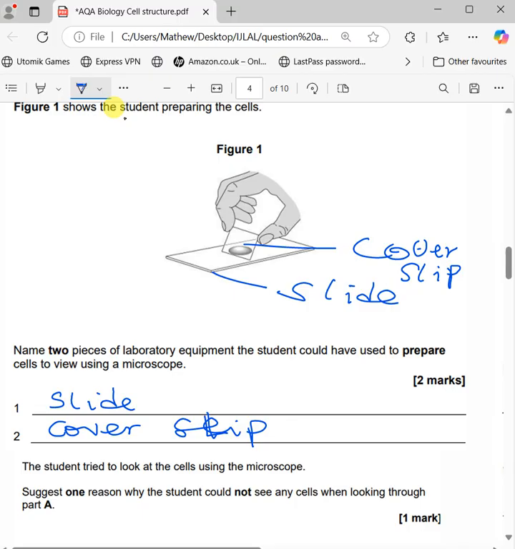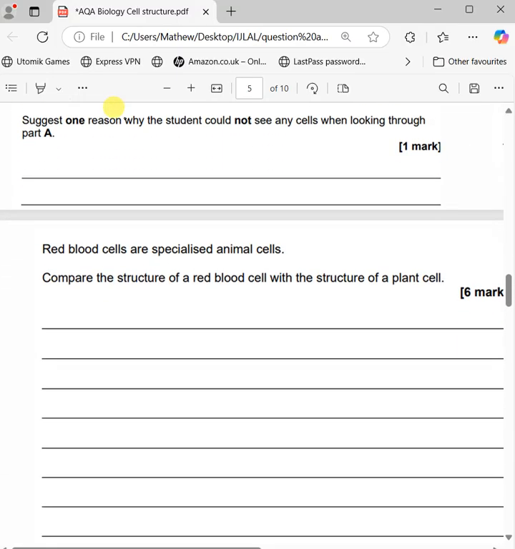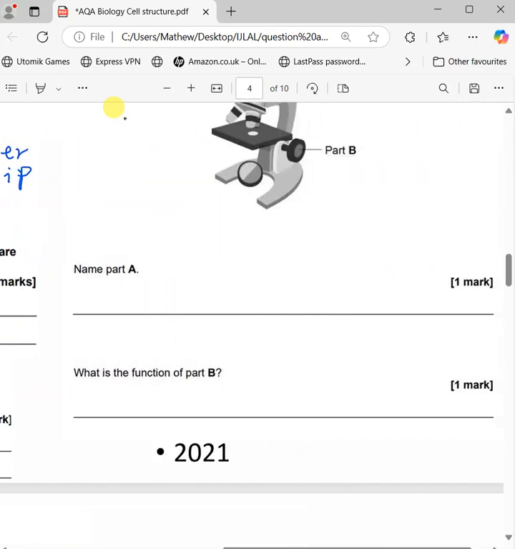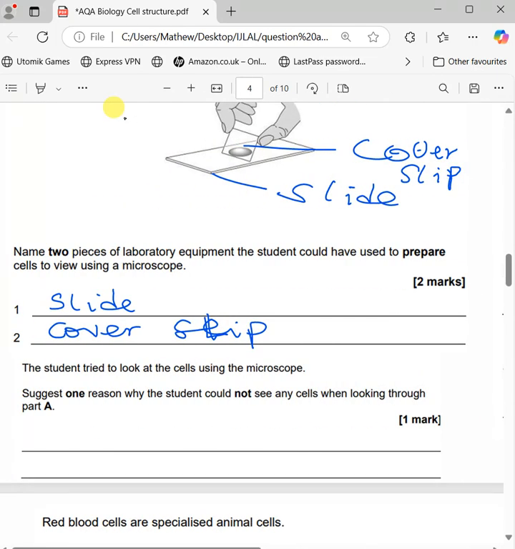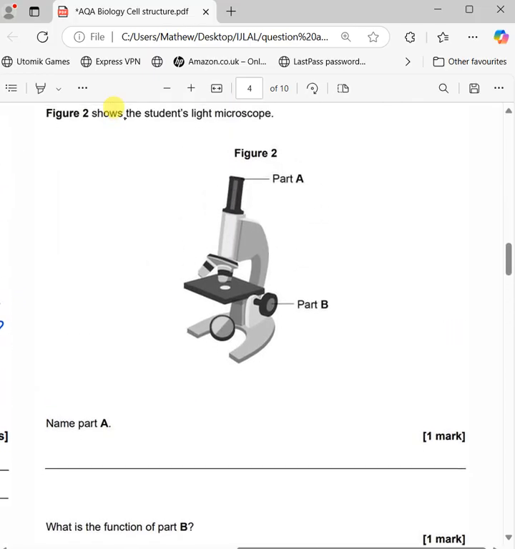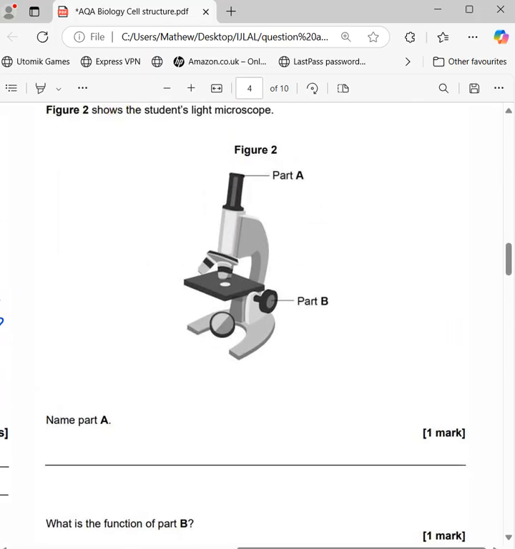Next, they said the student tried to look at the cell using the microscope. Now, just one reason why the student could not see any of the cell when looking through part A. So where's part A? Okay, this is the microscope. Name of part A. Part A is the eyepiece, or you can call it the lens. So part A is the eyepiece or the lens.